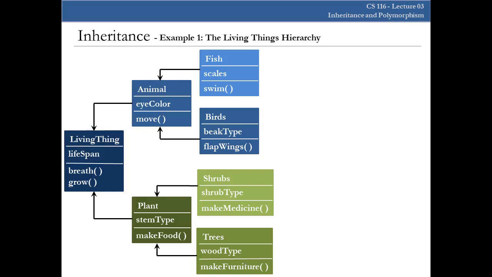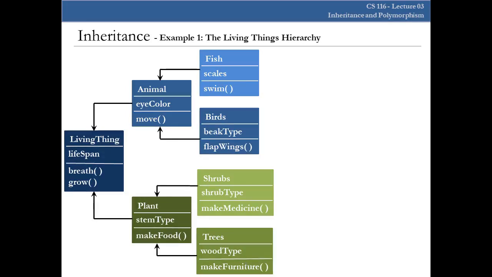Right now, you see, this hierarchy comprises three layers. The first layer is the parent class, living thing. The second layer contains two classes, animal and plant. And the third layer contains four classes: fish, birds, shrubs, and trees. In a hierarchy, the third layer can access attributes and methods of layer 2 as well as layer 1. That means a fish can have scales, an eye color, and a lifespan. And a fish can swim, move, breathe, and grow.